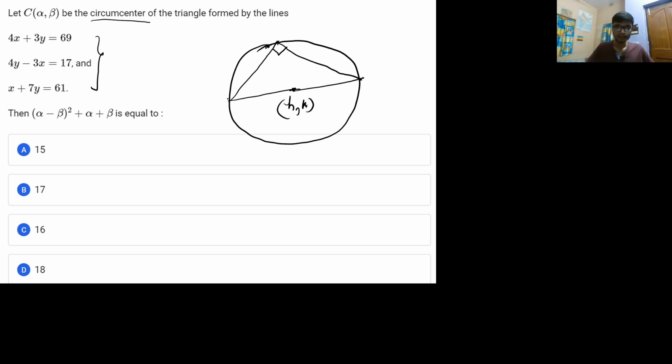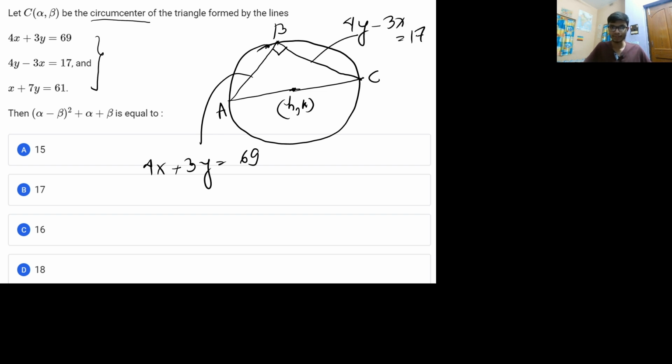So let us look at the sides of the triangle. Let me label the vertices as A, B, and C. The equation of AB is 4x plus 3y equals 69. The equation of BC is 4y minus 3x equals 17. And the equation of AC is x plus 7y equals 61.